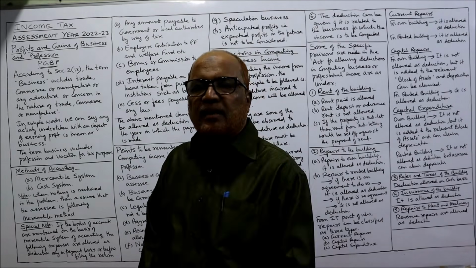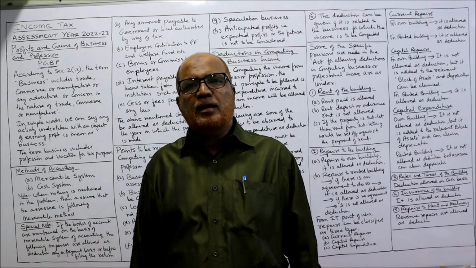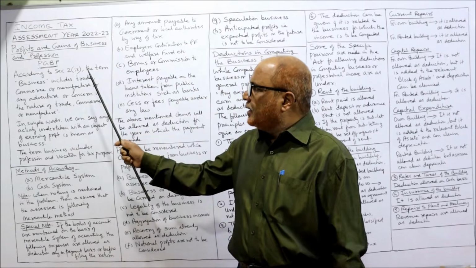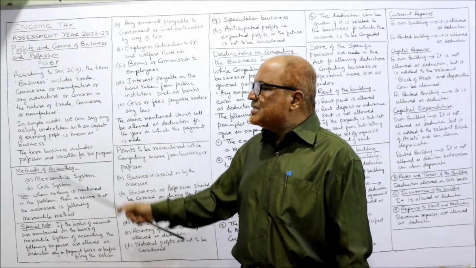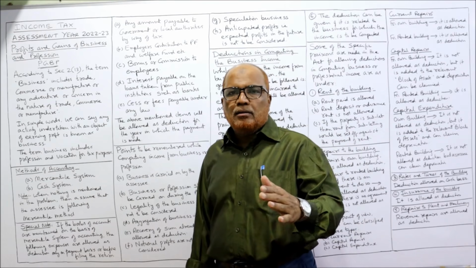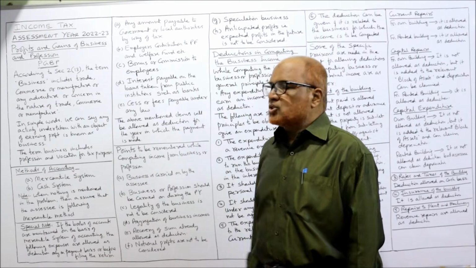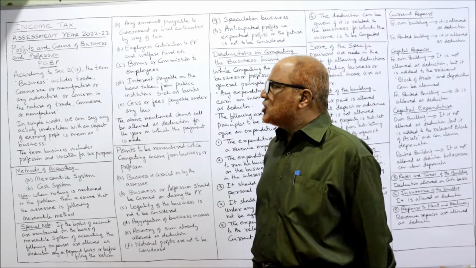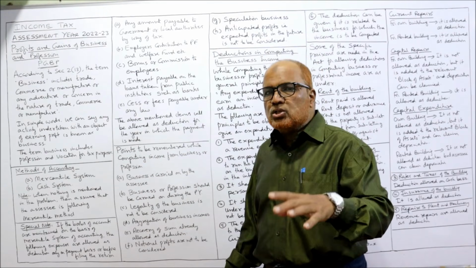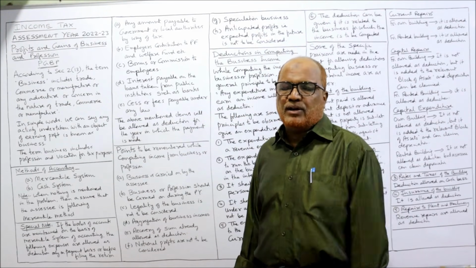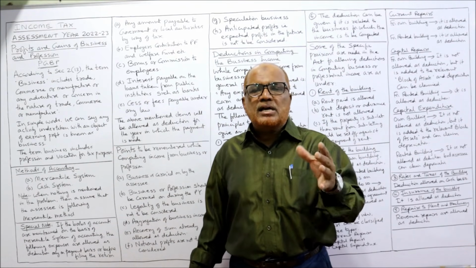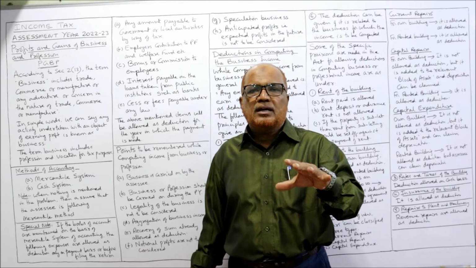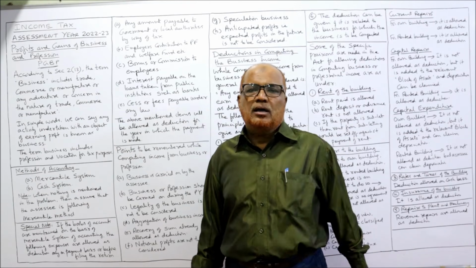Now, profits and gains of business and profession, PGBP. According to section 2, subsection 13, the term business includes trade, commerce or manufacture, or any adventure or concern in the nature of trade, commerce or manufacture. A business is a wide term which includes any activity conducted in order to earn an income.